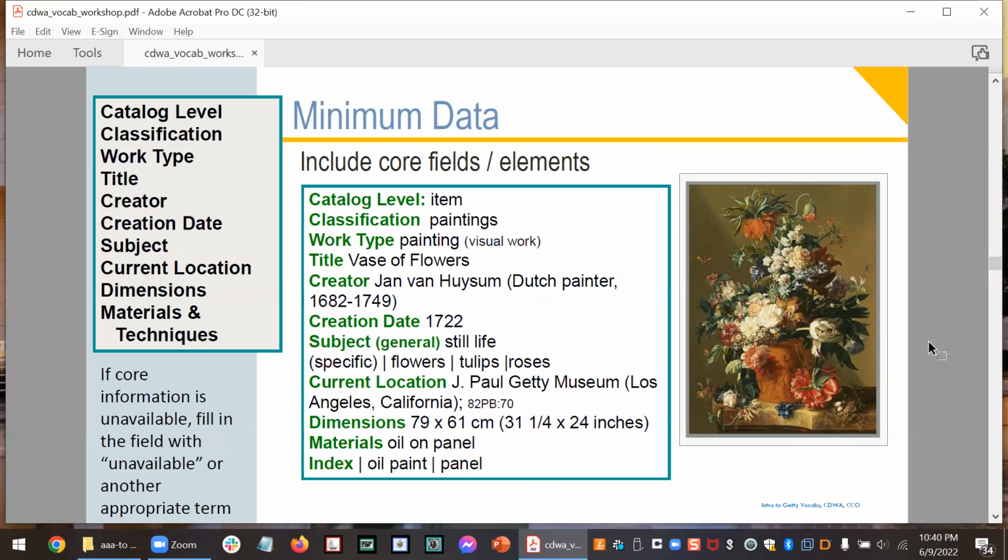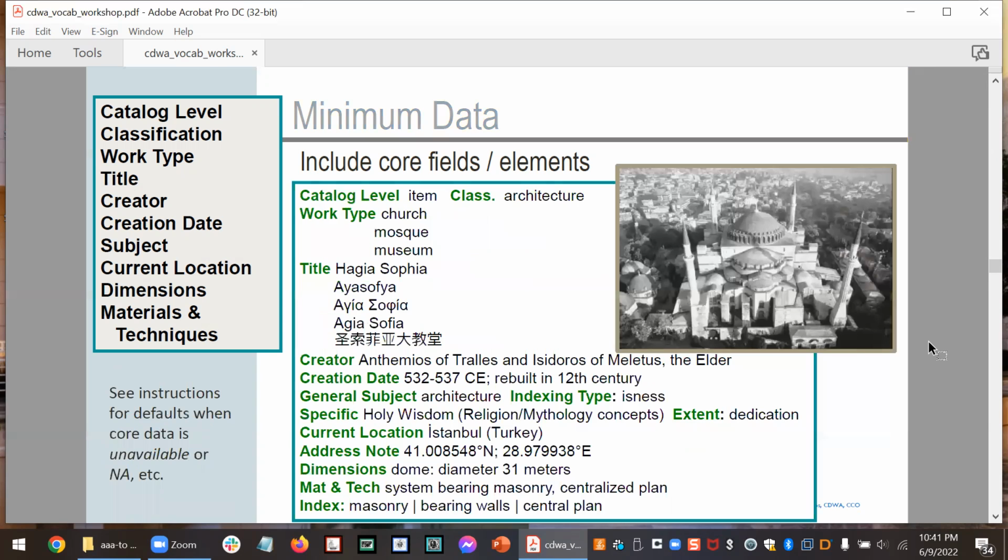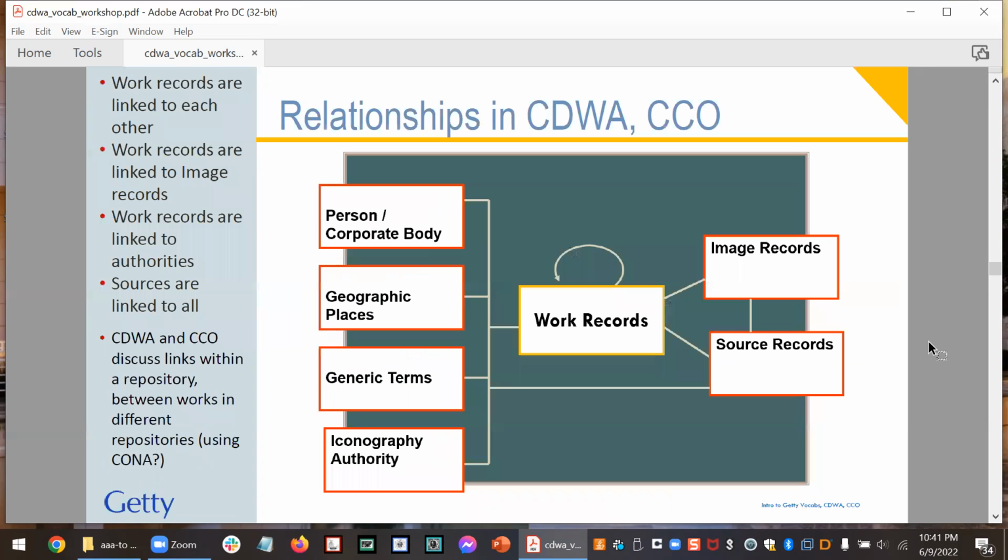Minimum data is the next topic. Always include the core fields and elements. And here you see a list of them for this painting: catalog level, classification, work type, title, creator, creation date, subject, current location, dimensions, materials, and techniques. So this is all information that typically a repository would have about this item. And then looking at architecture, it's the same set of 9 core fields.